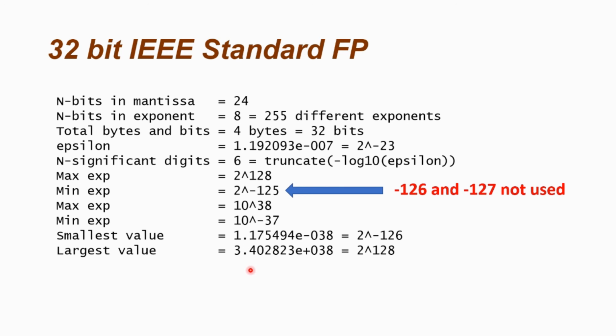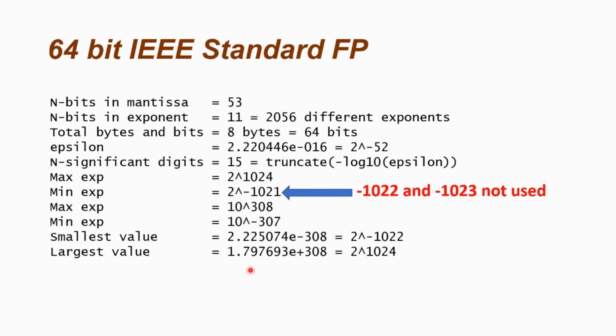However, if you want a slightly more accurate one, you can use the 64-bit IEEE standard known as the standard double. So here we have 53 bits in the Mantissa, 11 bits in the exponent, 64 bits total. Epsilon is 2 raised to power minus 52. You get 15 significant digits in base 10, which can be used for very highly accurate calculations in your program.